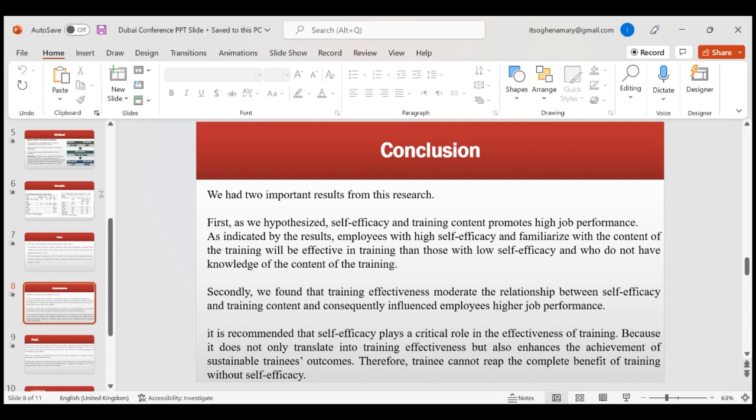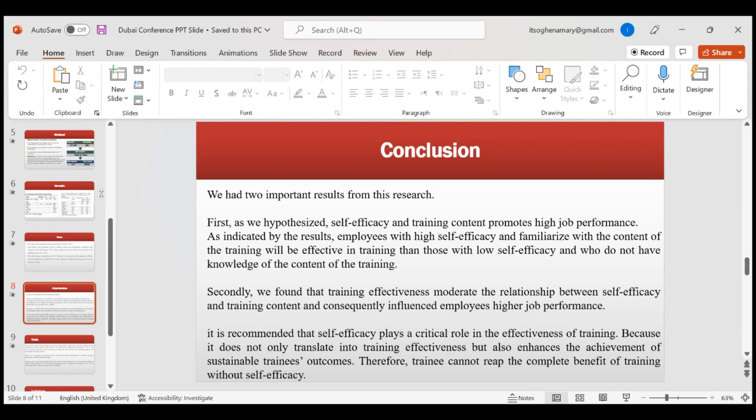Again, we found that training effectiveness will moderate the relationship between self-efficacy and training content, and they will influence high employee job performance. So based on what we found, we recommend that self-efficacy will play a very important role in the effectiveness of training.